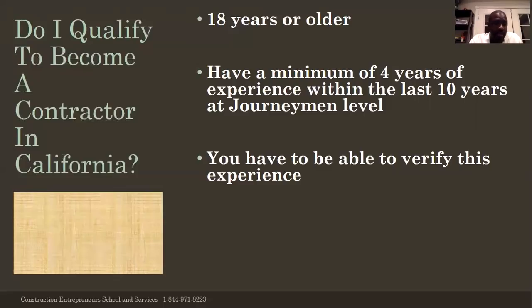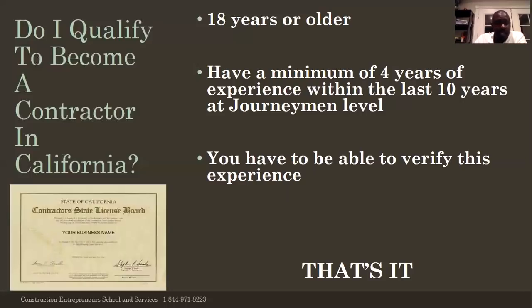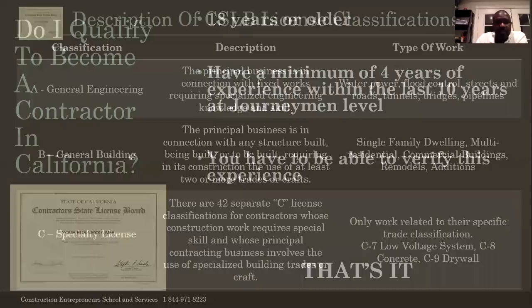But now you can fill out as many as you like. It can be 1 month I work for this contractor, another month I work for this contractor. I have filled out 30 different work verifications for one individual, and it totaled up to about 4.5 years. So however many work verification forms you need to fill out to total up to 4 years, you just have to do that. But you need to be able to verify that experience. And that's it. And you qualify to get your contractor's license.